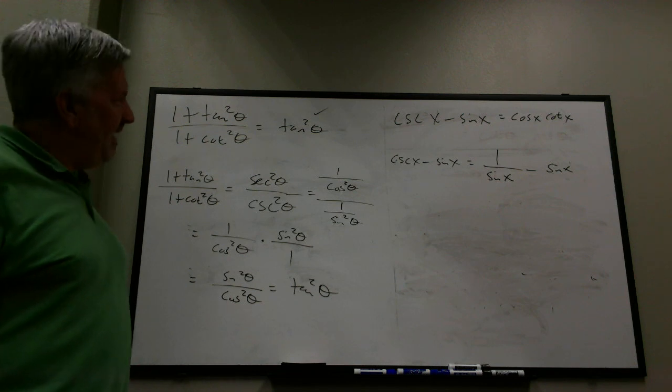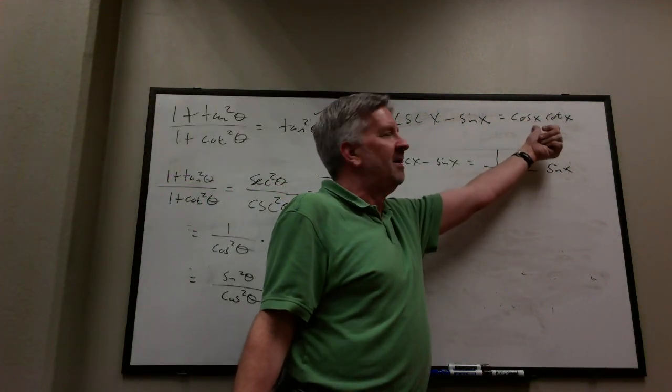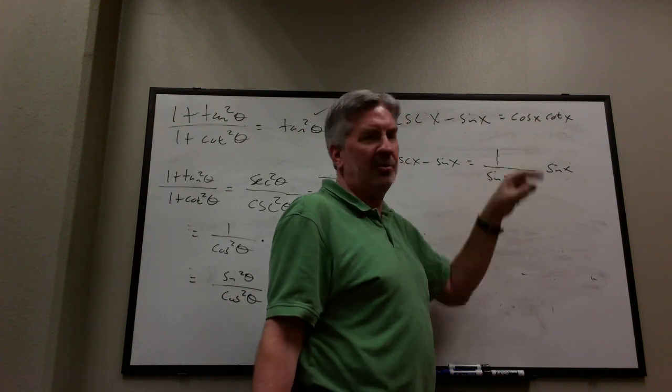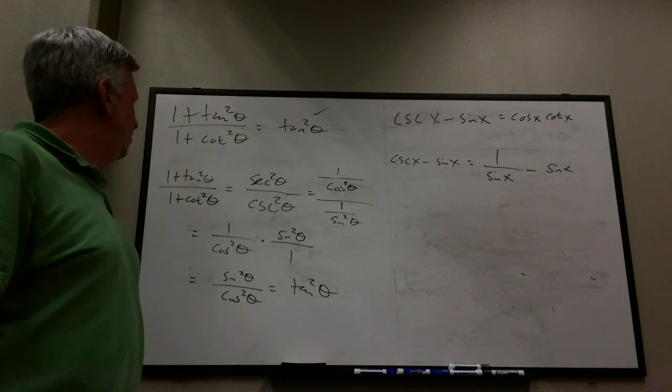Okay, now what's the problem here? This is a difference, and this is a product, right? It's something times, I don't have a plus or a minus here. So we want to get rid of the subtraction somehow. Well, how do you do that?